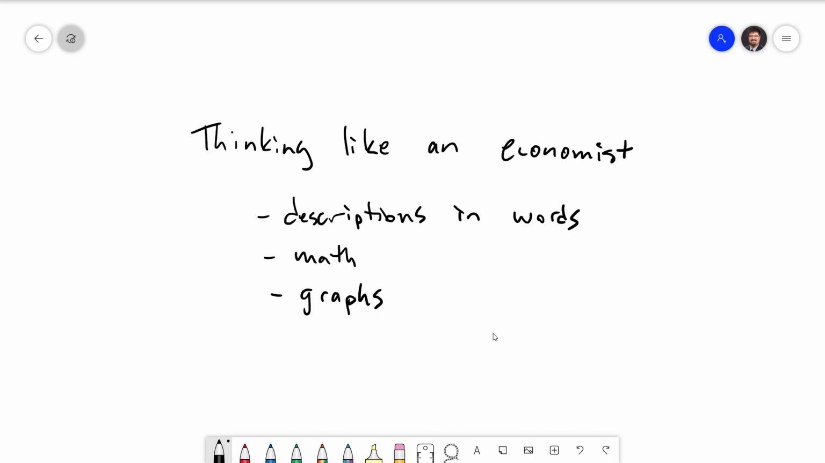What we mean by thinking like an economist is to understand all three of these things, but beyond that, understand that they're all talking about the same thing. As we go through examples, I'm going to try to emphasize using the math, talking about it, drawing the graph, all surrounding the exact same problem, but just showing these different ways that we can approach it. Once you understand the relationship between these three things, it gets a lot easier.